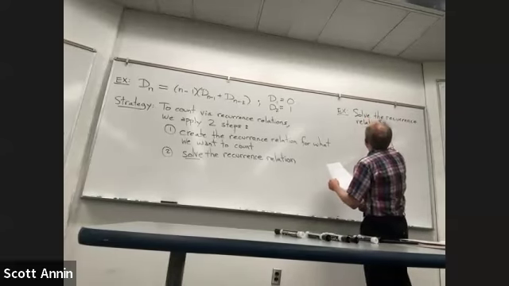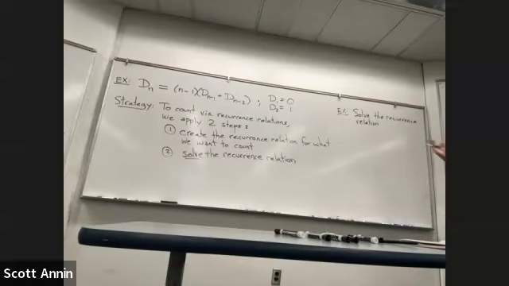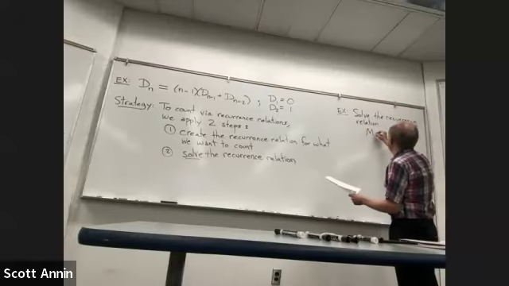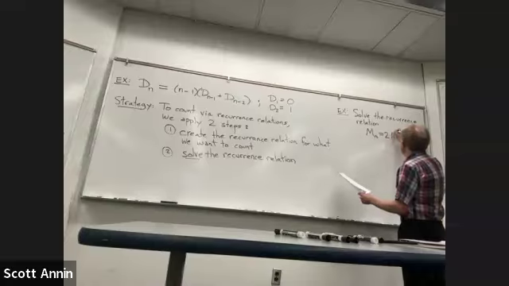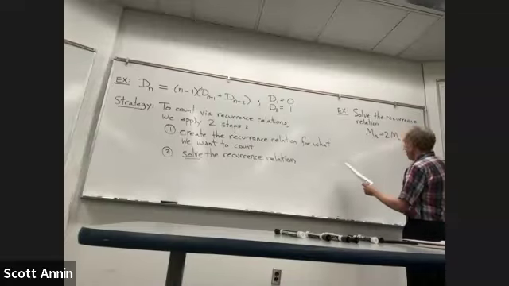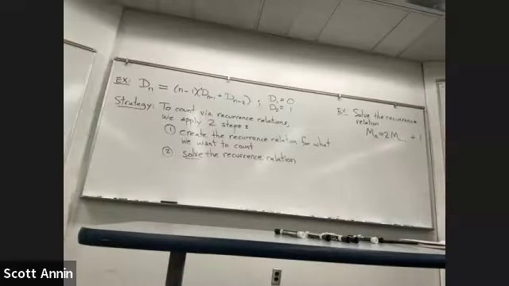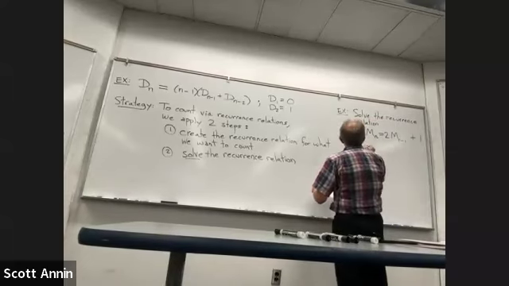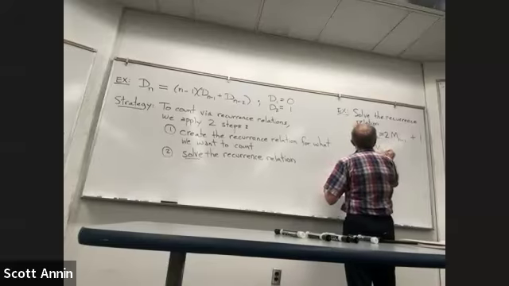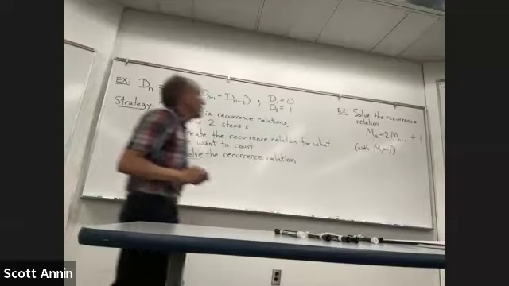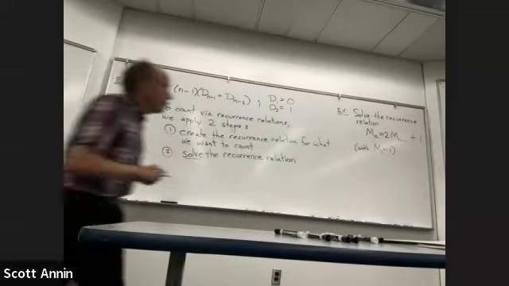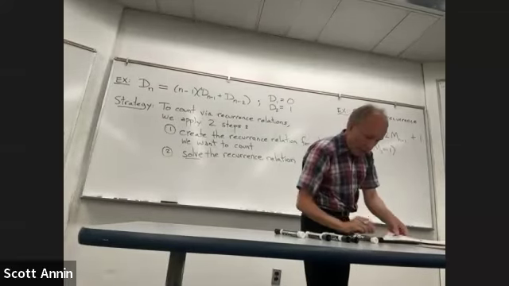So I'm going to give you the relation this time, so I'm going to take care of step 1 for you. You don't even have to do it. And I'm going to use m sub n equals 2 times m sub n minus 1 and then plus 1, with an initial condition, which is that m1 is equal to 1. Okay, so I would like to show you one way to solve this.